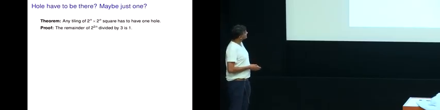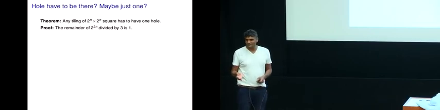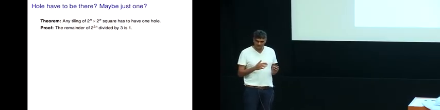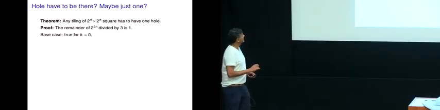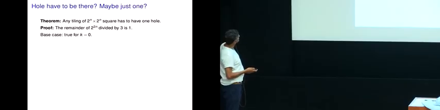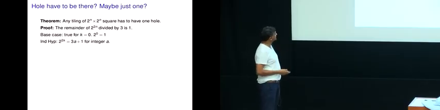Why is that? Because the remainder of 2 to the 2n divided by 3 is 1. So you have to have at least 1. You can't actually fit them together. 3 times anything is not equal to 2 to the 2n. Okay, so it's true for k equals 0. 2 to the 0 is equal to 1, so good.